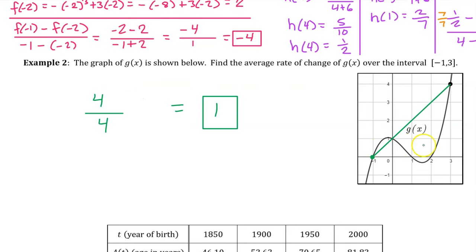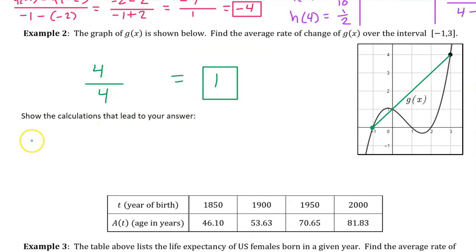On a problem like this, when you're given a graph, it's a little bit silly to go through the motions of finding f at b minus f at a and then dividing by b minus a. Just do the slope like you did in Algebra 1. On the other hand, if they say show the calculations that lead to your answer, then you have to go through those motions. Instead of f, we have g.